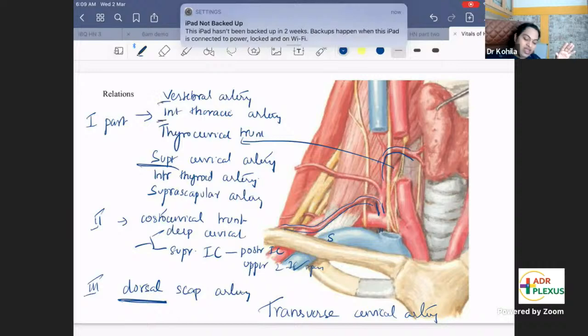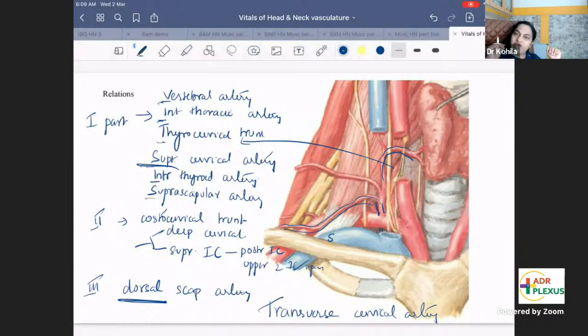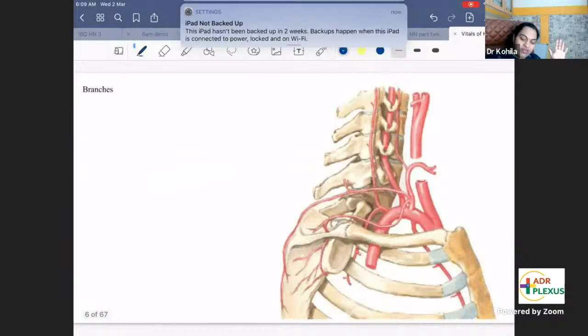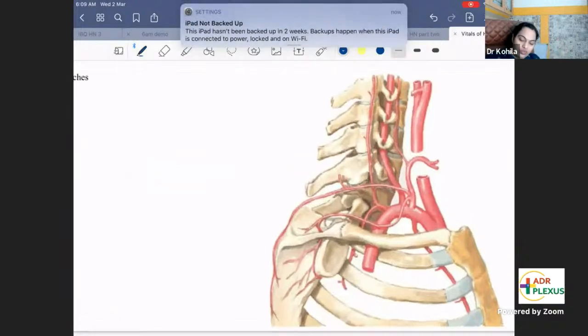First part: VIT, from the thyrocervical trunk, remember SIS. Okay. Second part: costocervical trunk. Third part: dorsal scapular. In the next diagram, you're going to tell me the branches now.